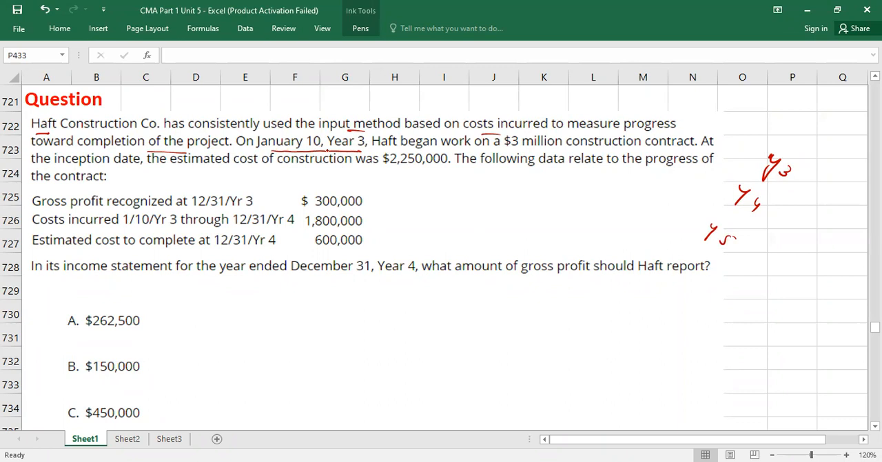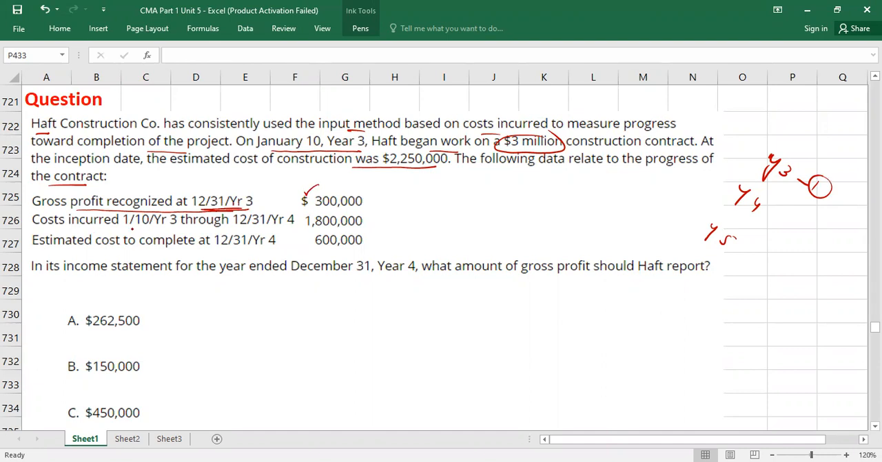They're saying on January 1, year 3, half began work on a 3 million construction contract. 3 million is the contract price actually. At the inception date, the estimated cost of construction was how much? 2.25 million. The following data related to the progress of the contract. Gross profit recognized in year 3. Year 3 is actually your first year, because in year 3 you started the project. So it is going to be the first year of the project. Right? This is what he told you, GP recognized in year 3. It's given. It means gross profit previously recognized is given.